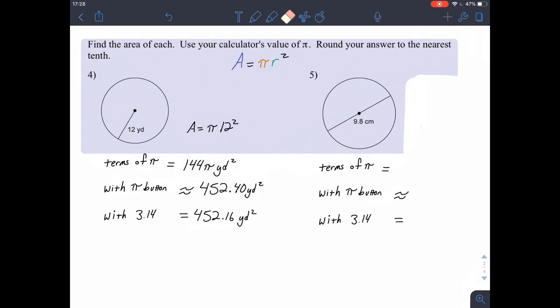You can pause the video now to try to calculate the area of the circle on the right. Keep in mind the circle on the right has a diameter, not a radius, and you need to find your radius in order to find area.